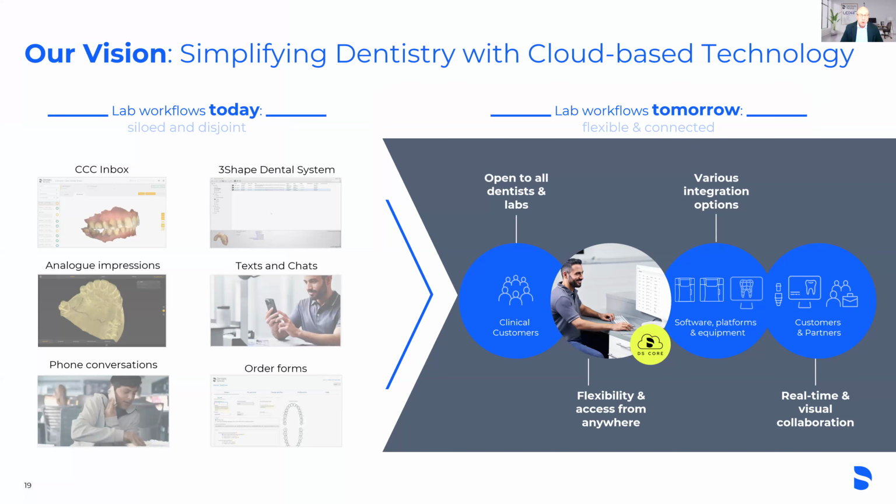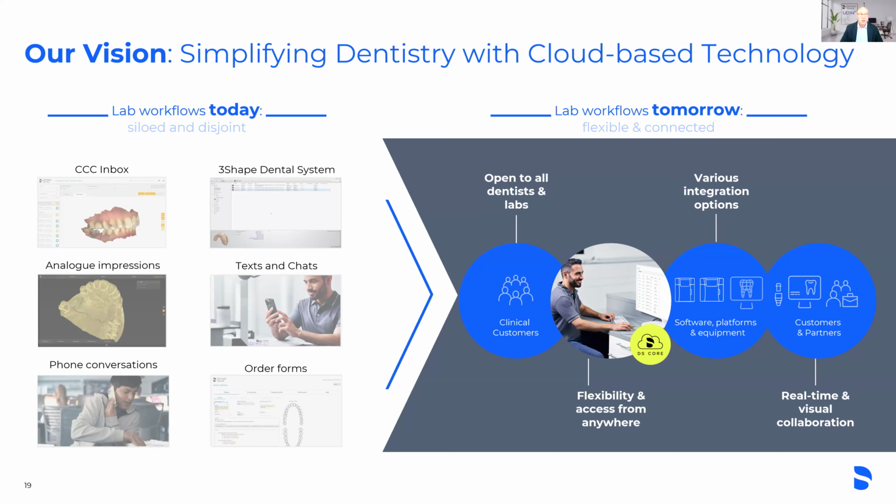And on the lab side, labs are also using DS Core. So labs have multiple softwares that they're bringing scans into. So Connect Case Center Inbox went away, which was replaced with DS Core. They're in 3Shape dental system. They also have analog impressions that they're still receiving, and you might be using analog impressions as well for some cases. So they're receiving texts and chats, and they're on the phone. They're using things like WeTransfers and instant messengers and that sort of thing. But now they're connected as well. So labs are connected through DS Core, which gives them the flexibility to communicate easily with their clinicians on all cases, and not just on prime scan cases, but all cases, because DS Core is an open platform system.